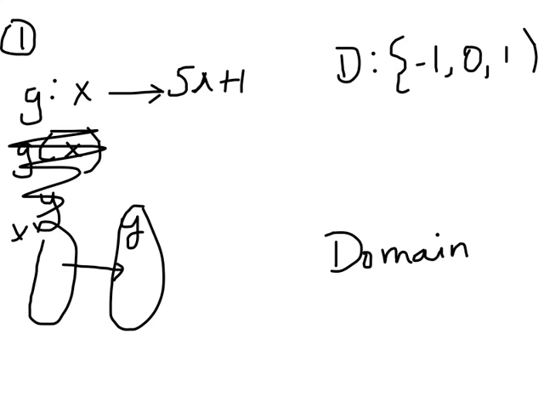They're telling you the domain, the x's that you're going to plug in are these numbers here, and they want you to find the range. So one way you could list your range is to put an R.